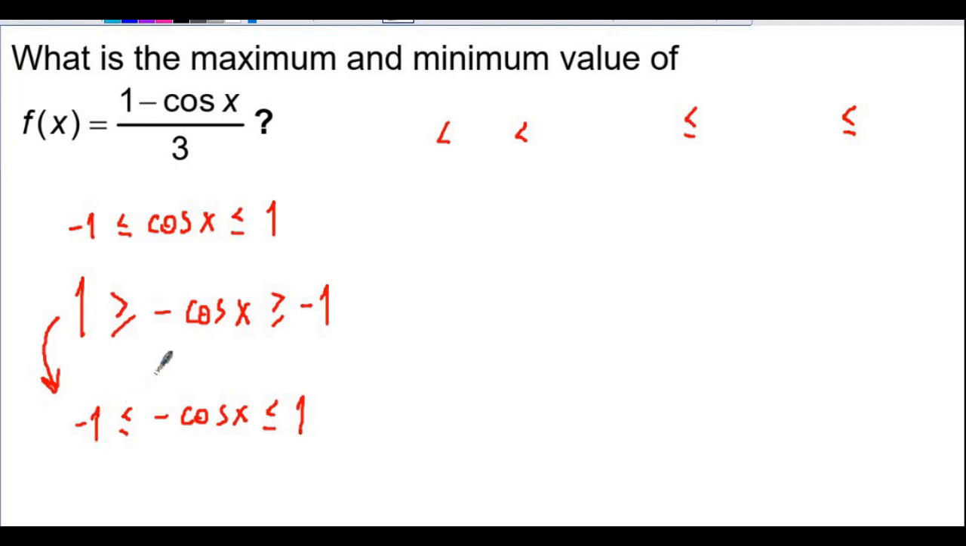Alright, so I got negative cosine of x. Now I need to get 1 minus cosine of x. How can I do that? I can add 1 to all the sides, all these values. I can add 1. So let me write plus 1 and plus 1 and plus 1.